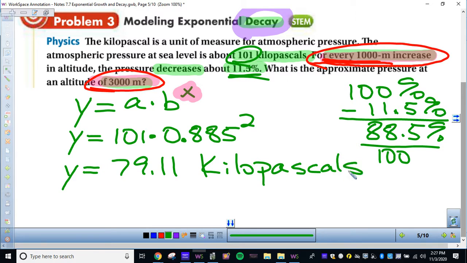Okay. Pascal was a mathematician. So he must have come up with the whole kilopascal concept.